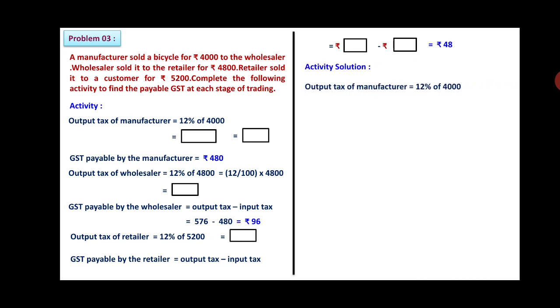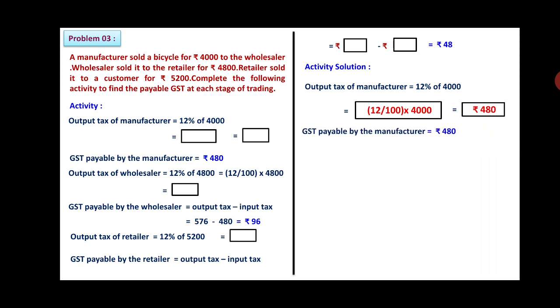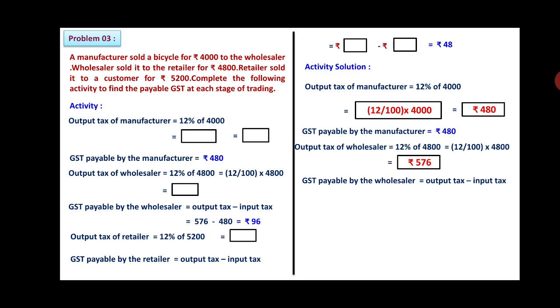See, output tax of the manufacturer is 12% of the 4,000. So therefore you can write 12 upon 100 into 4,000. That will be 480. GST payable by the manufacturer is rupees 480. Therefore output tax of the wholesaler is 12% of 4,800, that is 12 upon 100 into 4800. So that leads to rupees 576. In the third box it is 576. The values in the boxes are shown with the red color.